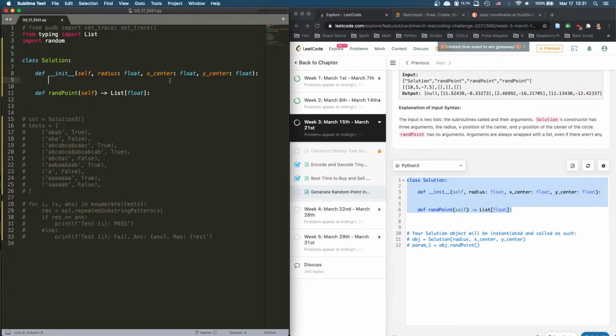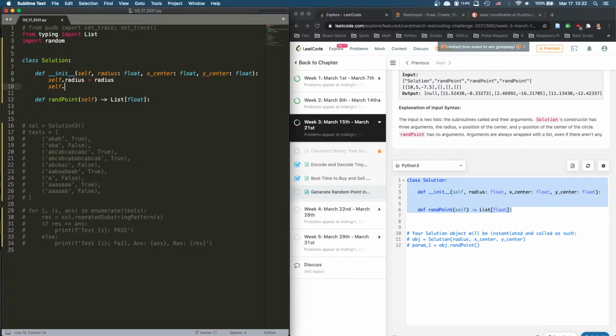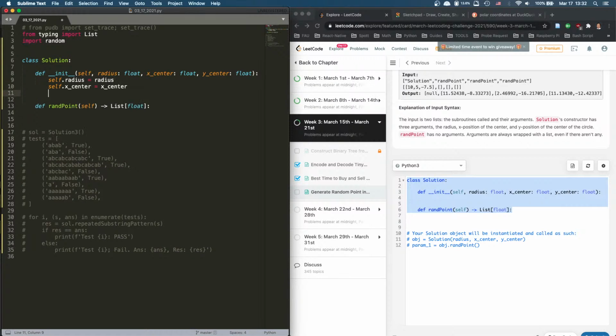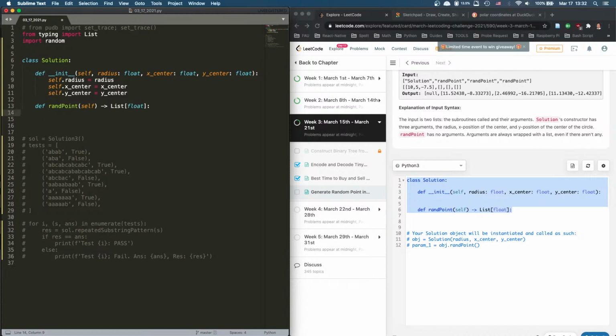So basically, just self.radius equals radius, self.x_center, self.y_center equals y center. Right? So this is the initial. What we do is we always generate one that's based on 0, 0. And then when we export the result, we just add the center to it. Right? So now we have this.